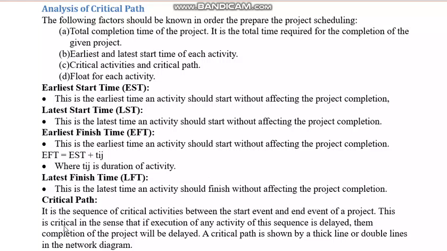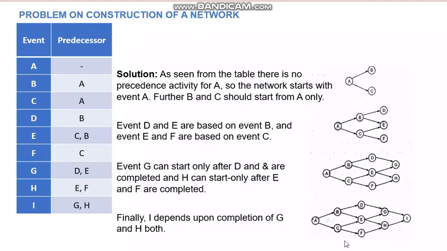Okay, this is critical in the sense that if execution of any activity of this sequence is delayed, then completion of the project will be delayed. A critical path is shown by the thick line or double lines in the network. Suppose A, B, D, E, I is the critical path, then you show with double arrows like this. Otherwise, you can show with thick, dark lines. The other activities will be thinner lines.